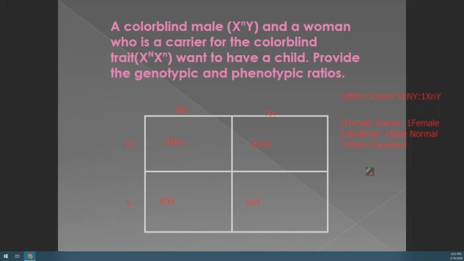If you wanted to simplify this down a little bit, we could do 2 normal to 2 colorblind. Because when we look at the offspring, we have 2 that would come out normal and have normal vision, and then we would have 2 that are colorblind.